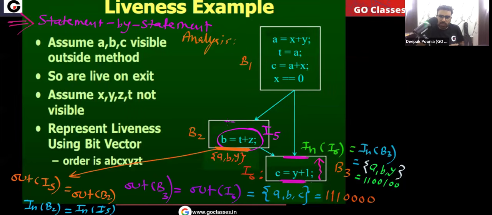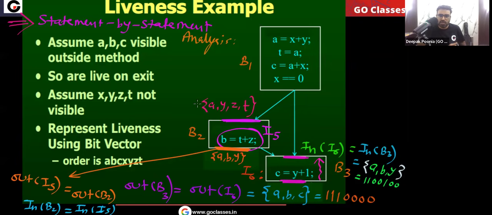Okay, so tell me what will be in of B2? What is the set of variables that are alive at the entry point of B2? Very simple. This is the out of B2. So first you kill. Remember, this B will be killed. Then T, Z you generate. So this will be A, Y, T, Z.